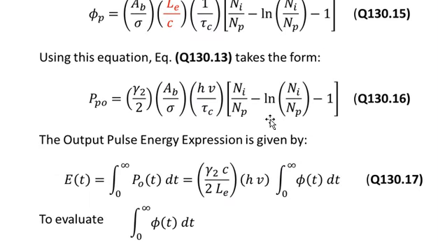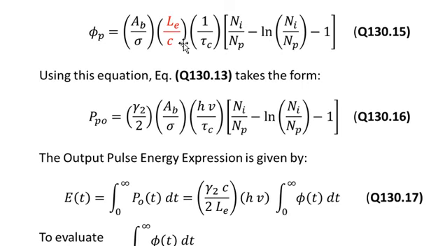So you see that now we have found the peak output power from the laser, which is given by this term on the right hand side. The first parenthesis is gamma 2 over 2. The second parenthesis is AB over sigma. The third parenthesis is h nu over tau C. And the rest of the quantity is this one. The Le over C was cancelled out because this expression is already present in equation number 13.